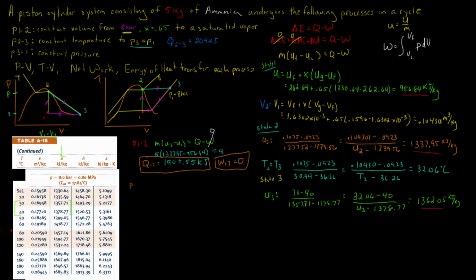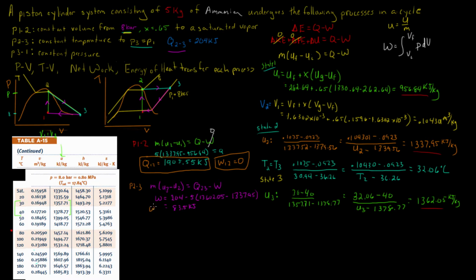So let's look at process 2 to 3. We're going to use the same equation. So m, now instead of 2 and 1, we're going to have (U3 minus U2) is equal to Q23 minus work. Okay, we're given Q23 right here. So if we move work to this side and mass to this side, we're going to have our work is equal to Q2 to 3. So that's 204 minus 5 times (1362.05 minus 1337.95). And this work right here is going to be equal to 83.5, and again, kilojoules.